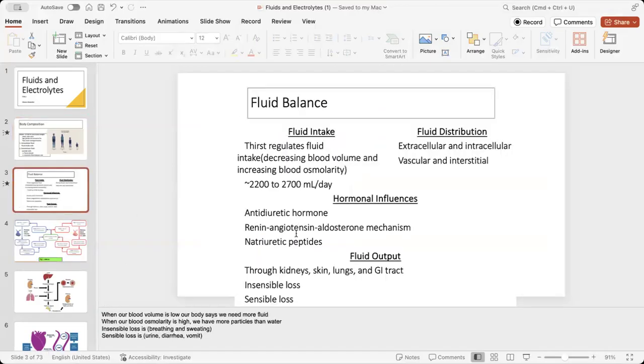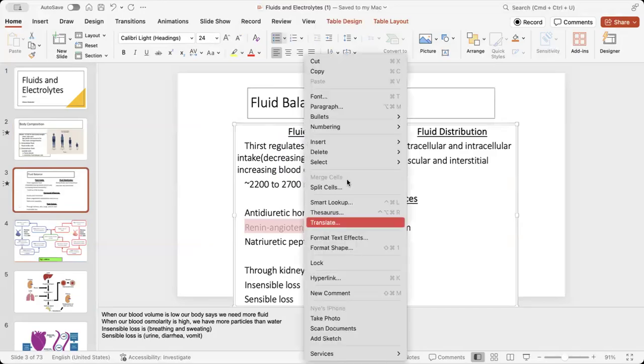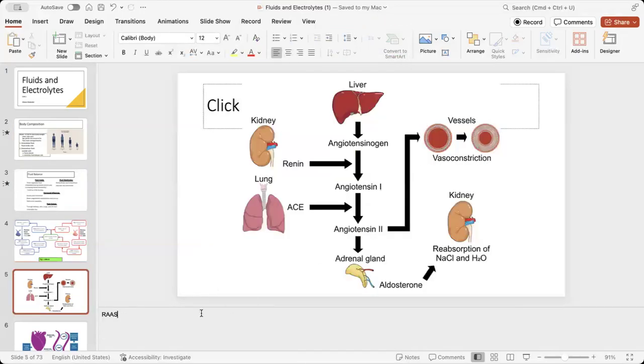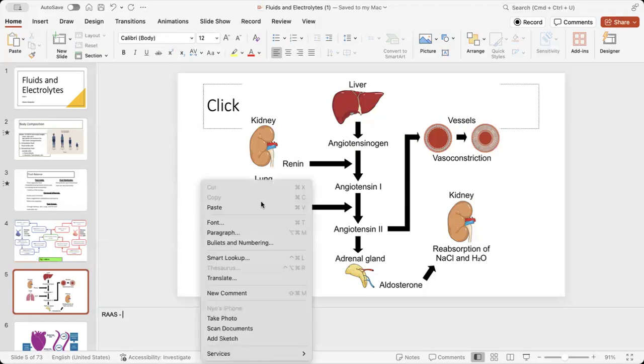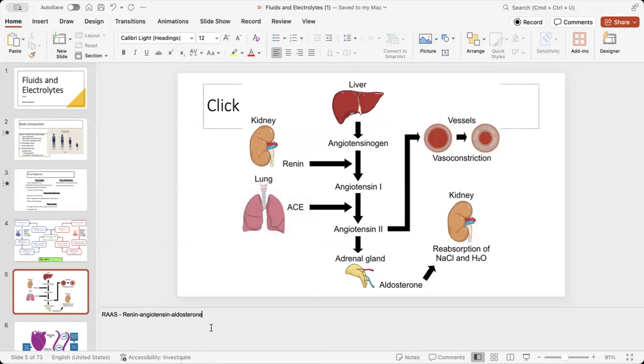When do the kidneys release renin? When does this system, mechanism happen? Why do the kidneys release renin? When our blood volume is low, therefore our blood pressure would be low, right? If we have less volume, we're going to have less blood pressure. When our blood osmolarity is low. So renin is going to activate the liver to release angiotensinogen, okay?